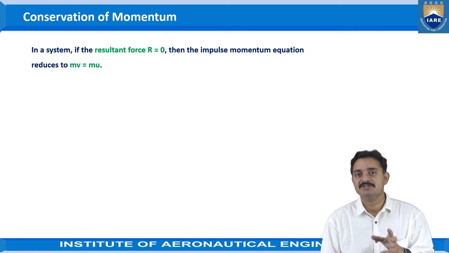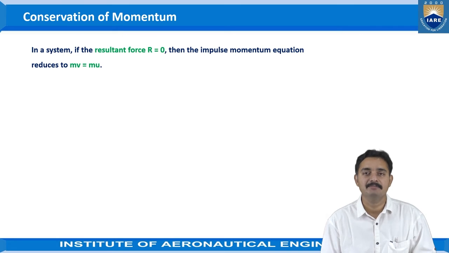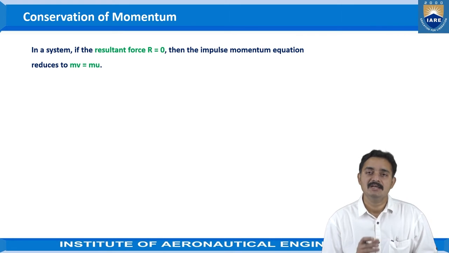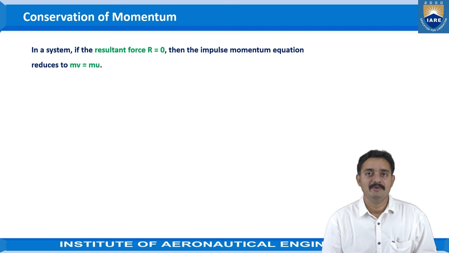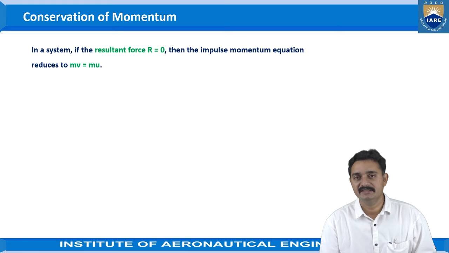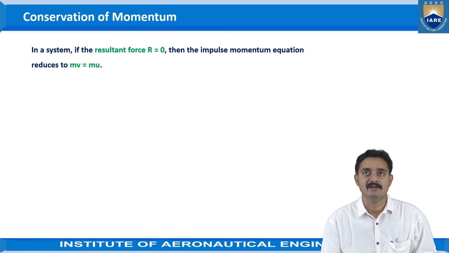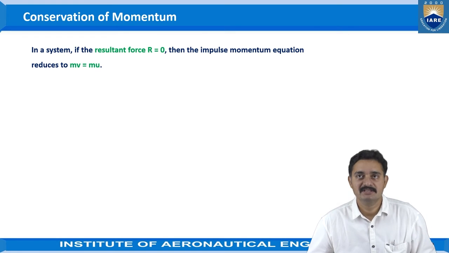Considering the momentum from the initial to the final stage, the momentum is conserved. That means there is no change in the momentum. So before the incident and after the incident, the momentum would be equal. The momentum before the incident and after the incident will be considered as equal. So the statement is given like this.